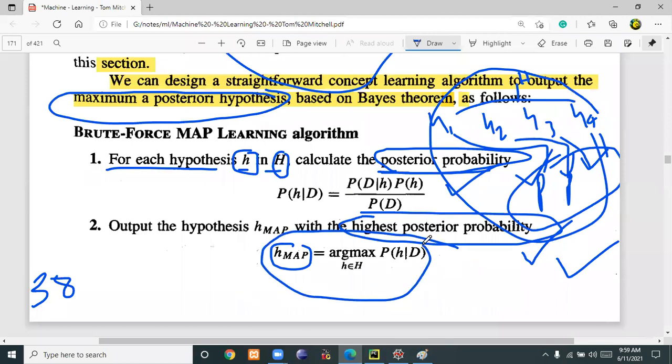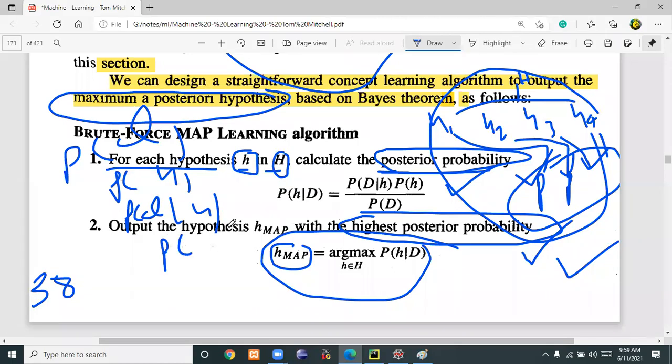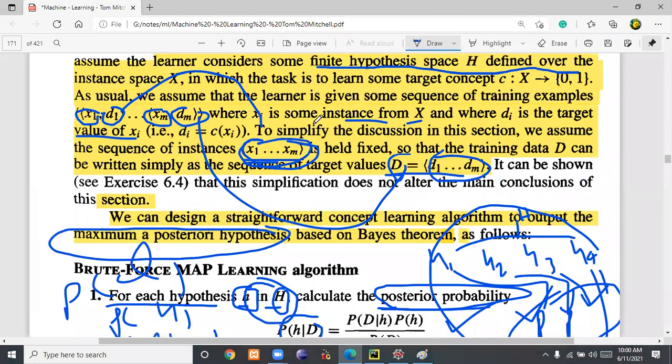In the previous one, students, we discussed P of D and P of H, P of D given H, and we also discussed P of H given D. Here, what they are saying is, given some training examples, you are going to find a set of hypotheses. For those hypotheses, you first find the posterior probability. Among the different hypotheses, you find the maximum posterior probability. That you can call the brute force MAP learning algorithm.